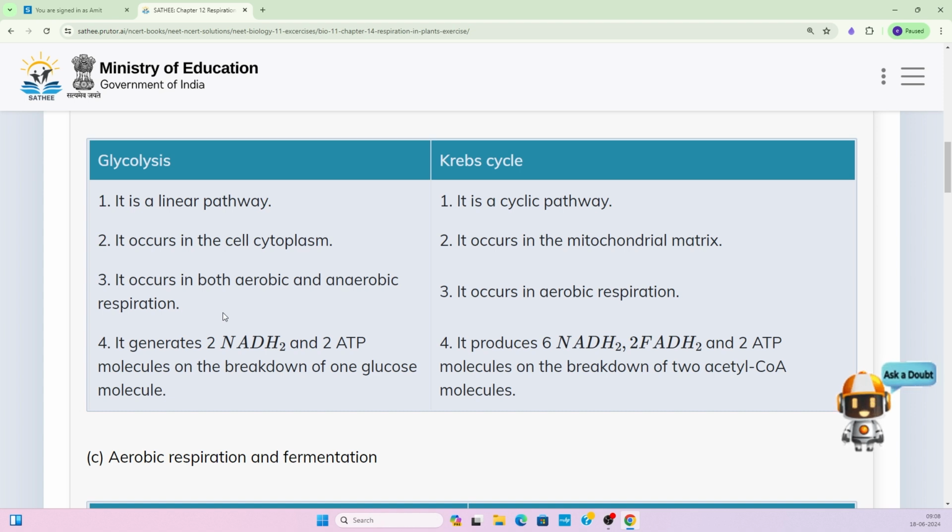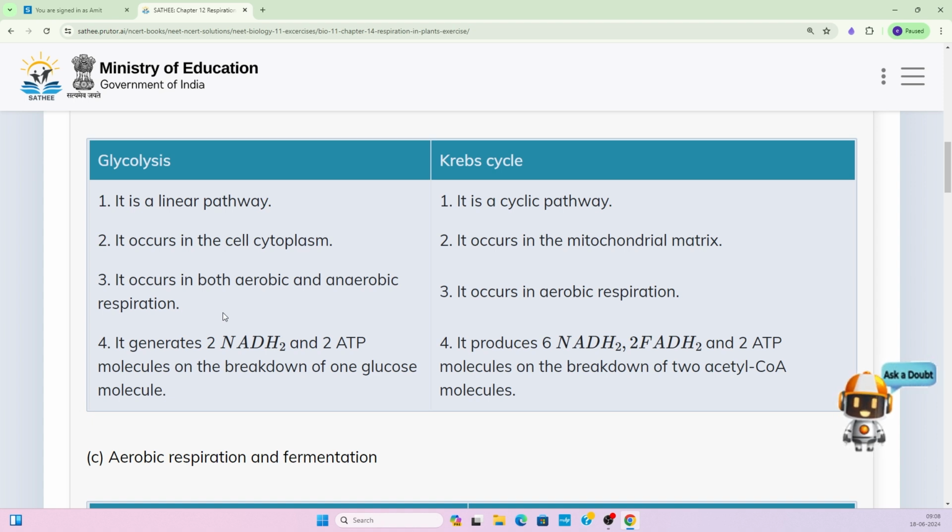Next, glycolysis generates two NADH2 and two ATP molecules on the breakdown of one glucose molecule. This is the net gain. Otherwise it is 4 ATP, but 2 ATP are used in the glycolysis process. The overall gain is 2 ATP.